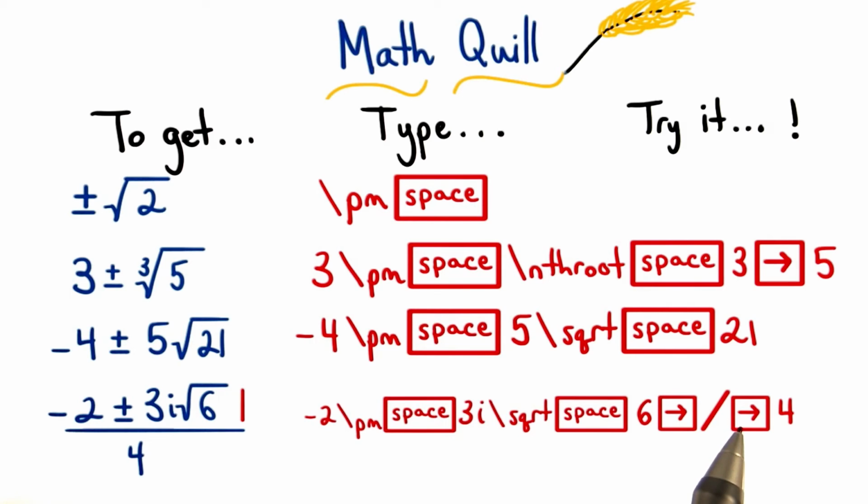Hit the right arrow key again to move to the denominator, and then enter 4 to finish up. Either way you do this last one is correct. I just want you to get comfortable using Quill.